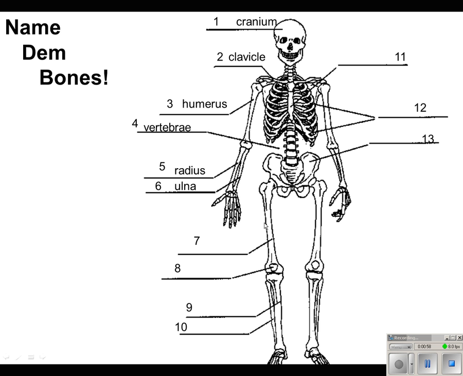Number 7 is the longest bone in the body. It's the femur. The kneecap is a patella. Then we have the shin bone, which is the tibia, and the bone behind that is the fibula. Then we get down to the feet, the ankles. The bones in the ankle are the tarsals, and then the bones in the feet are the metatarsals, and then the toes are the phalanges.